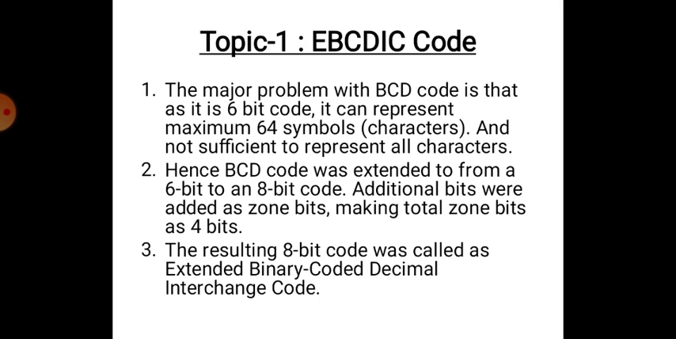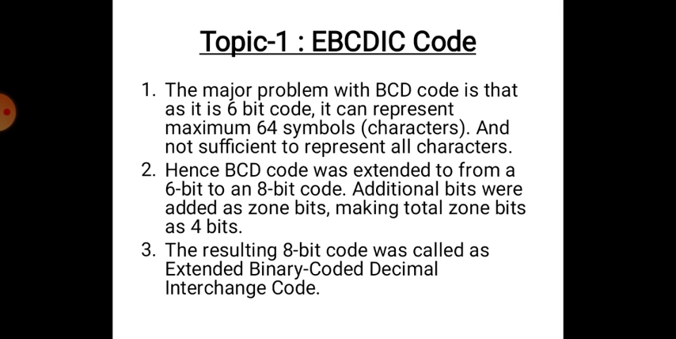Point number 1. The major problem with BCD code is that as it is a 6-bit code, it can represent a maximum of 64 symbols or characters, which is not sufficient to represent all available characters. As it is a 6-bit code, there can be 64 combinations. How to get 64? 2 to the power 6. That is, if 2 is multiplied by itself 6 times, you get 64.